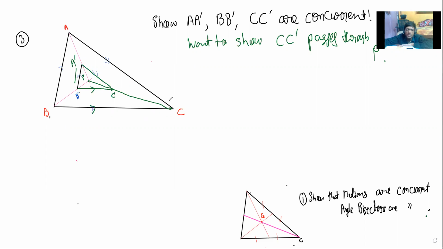Yes, so basically that means the line through C prime has to pass through P, because there is a unique line through C prime. Right? Yes, right.